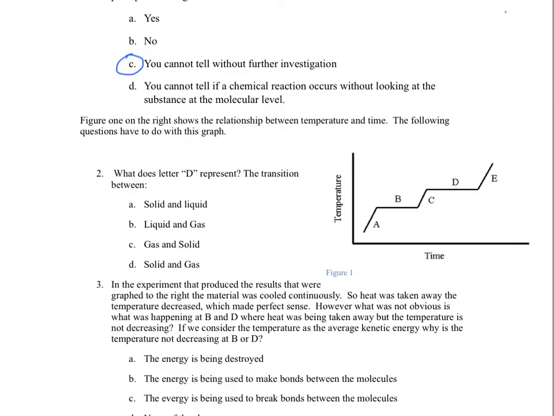As you move forward, you look at number 2, and it's looking at a phase change diagram. You go from A, which is the solid. This is a solid here. C is a liquid, and E is a gas. That's right out of your phase change diagram activity. That's the stuff we did in class.